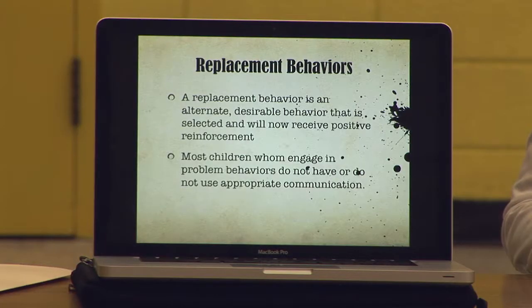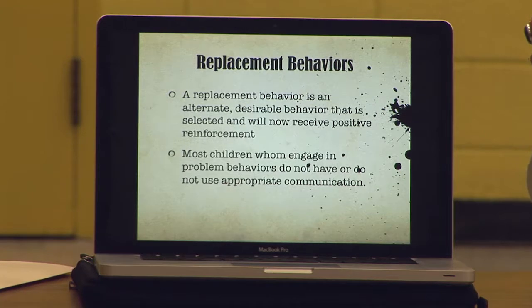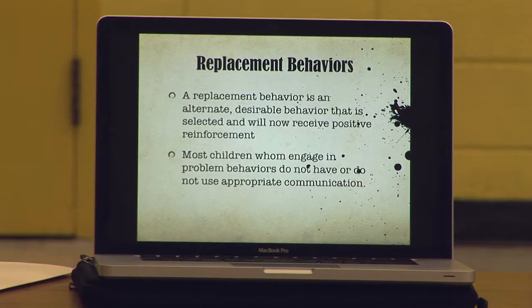So data is important. It tells us a lot, and it's really actually exciting to see over the course of the behavior change process that problem behavior go down and that replacement behavior go up.